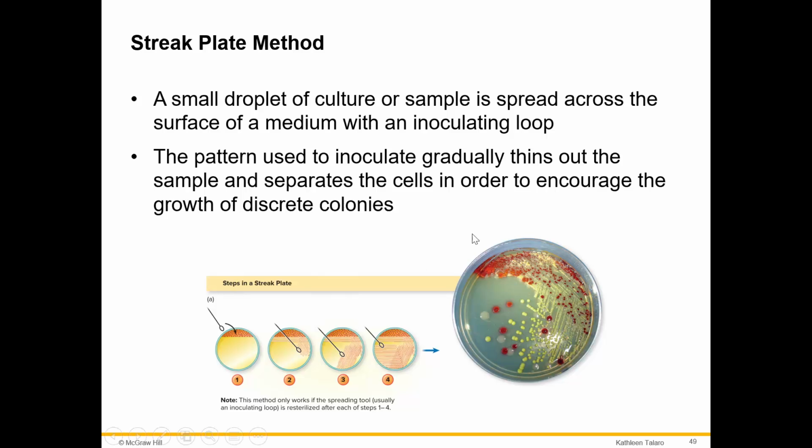And then you're going to flame your loop again, let it cool, and then rub it from the third to the fourth region. By the time you get to the fourth region, there should be isolated cells landing on the plate. You won't be able to see them, but after incubation, this is what it's going to look like. You're going to see a lot of growth in one region, less growth in the next region, even less growth in the next region, and then finally you have isolated colonies.